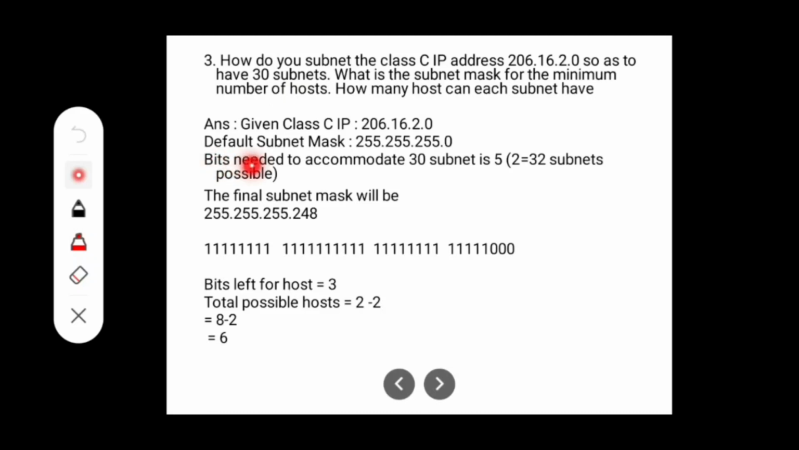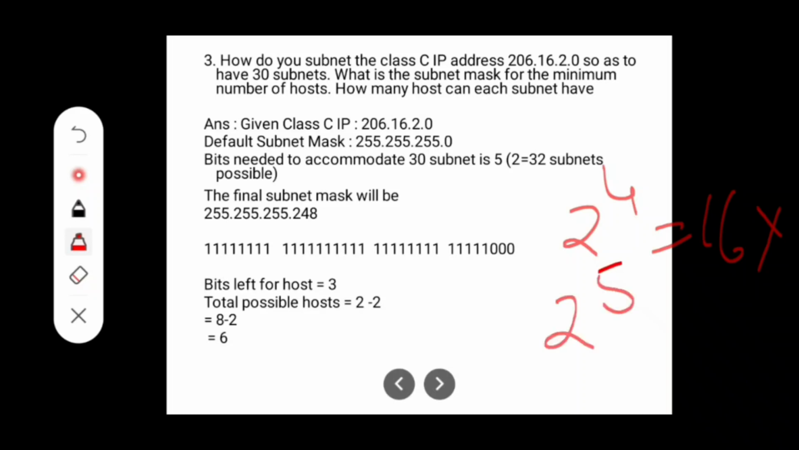So the bits needed to accommodate 30 subnets will be 5. Because if it is 4, 2 raised to 4 is how much? 2 raised to 4 will be 16. Okay, that is not possible.